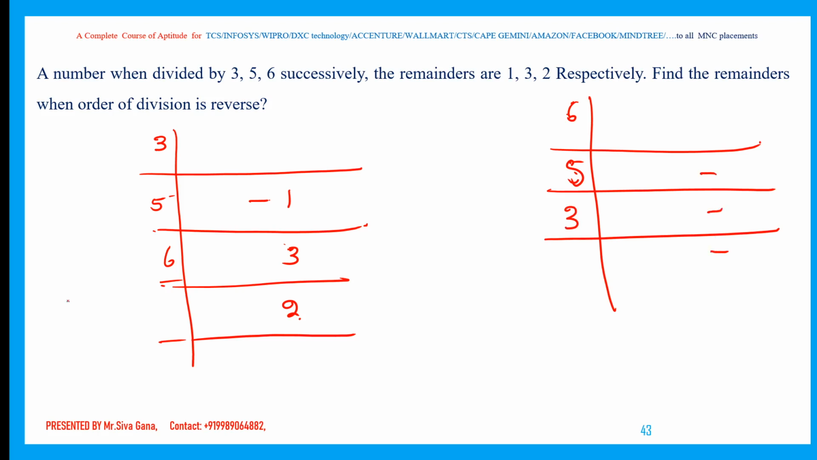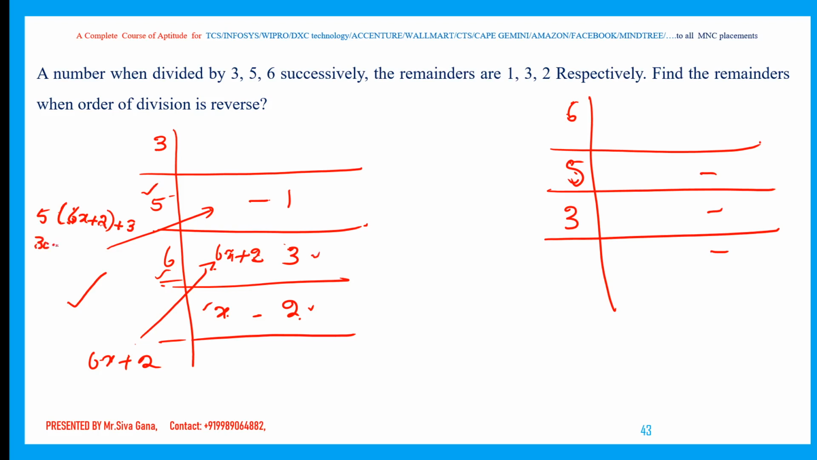Now in this case, let us take the general number x here. Now the number here is 6 into x plus 2. Here 6x plus 2. Now the number over here is 5 into 6x plus 2 plus 3. 5 into 6x plus 2 plus 3. 30x plus 5 twos are 10 plus 3, 13. 30x plus 13. Now the number over here is 3 into what is the number here? 30x plus 3.